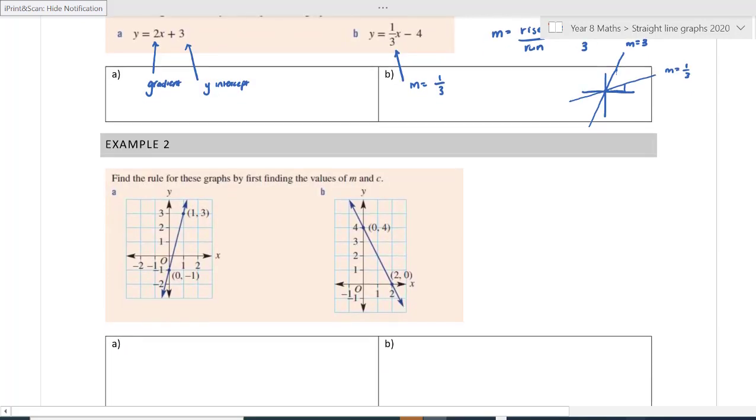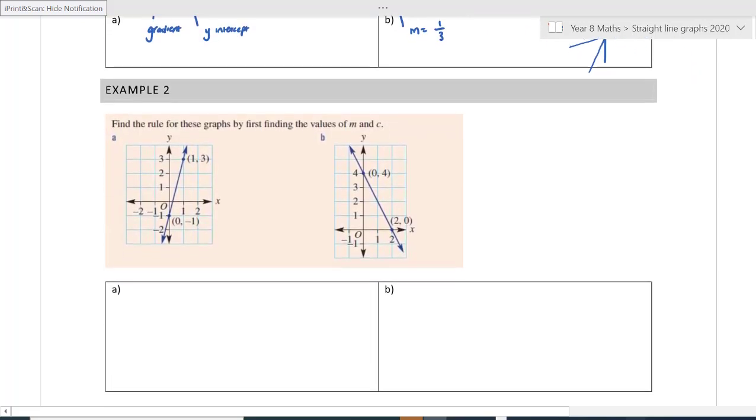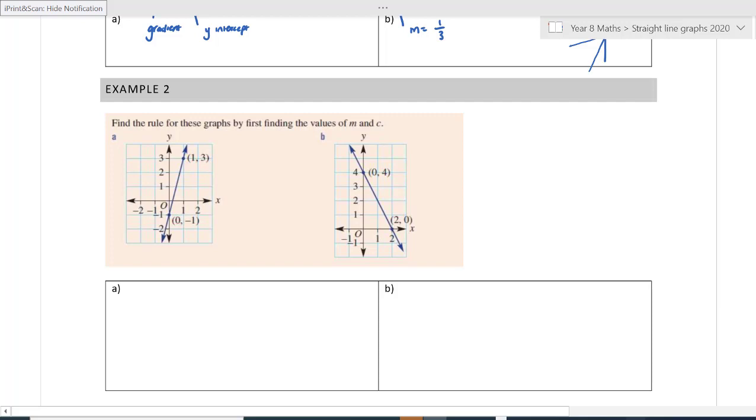Now let's have a look at this. This is where it can be a bit tricky because we've got to find the rule, so we've got to find the equation in terms of y equals mx plus c. We can't see the gradient straight away, but we can see that this is the y-intercept. So the y-intercept is equal to -1. Now let's work out the gradient. If I go across 1, I go up 1, 2, 3, 4. So the gradient is 4.